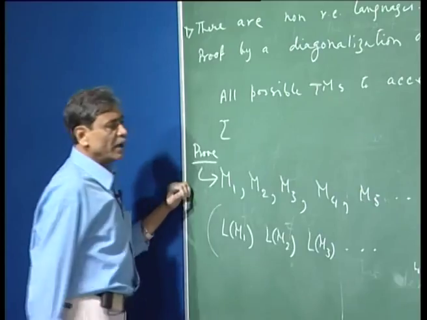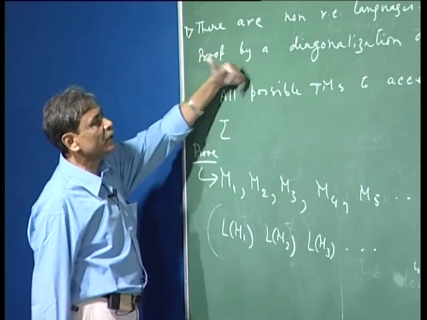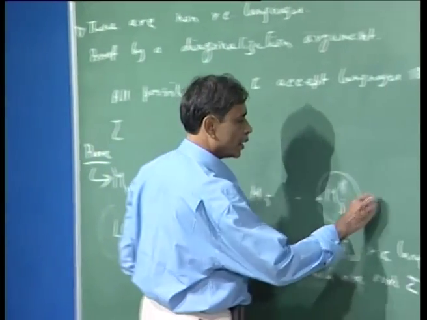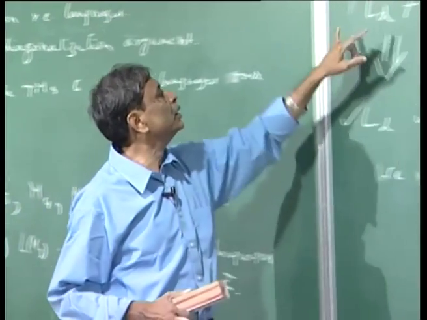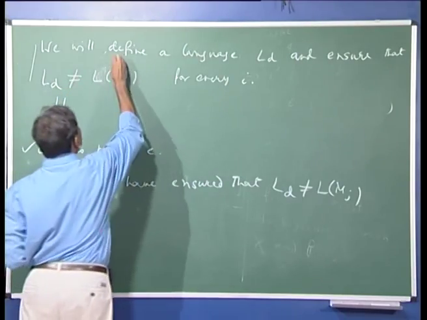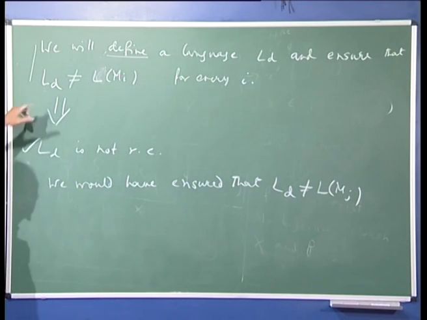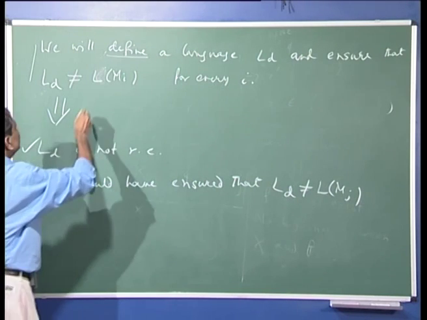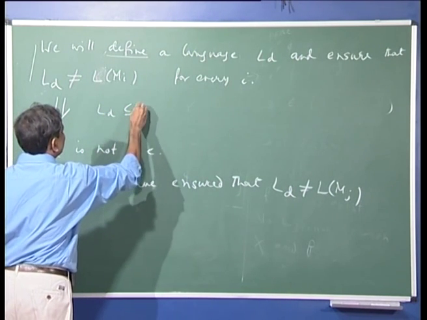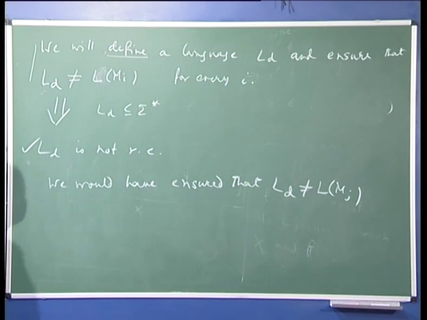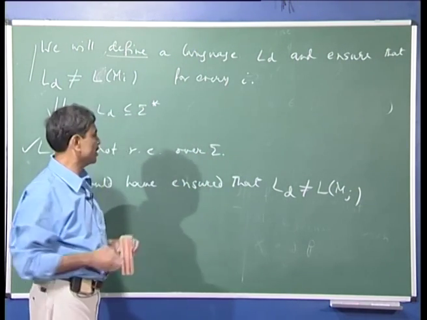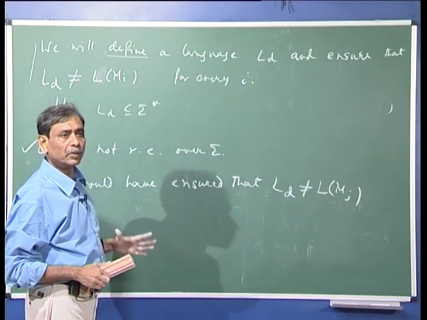And if at all there is a Turing machine to accept a language over sigma, that will come somewhere in this lineup. And then I would define this language LD, which by definition will make sure that LD is different from all these LMI. And of course, the way we will do it, LD will be a language over sigma, and therefore LD is not an RE language over sigma. Okay? This is for a fixed alphabet sigma, we will carry out all this discussion.